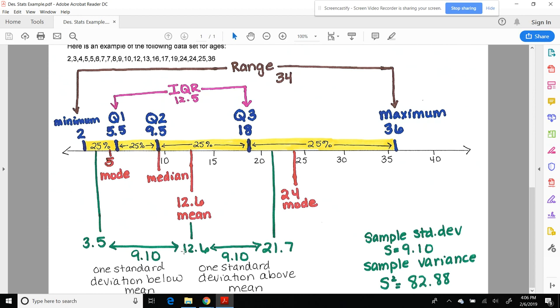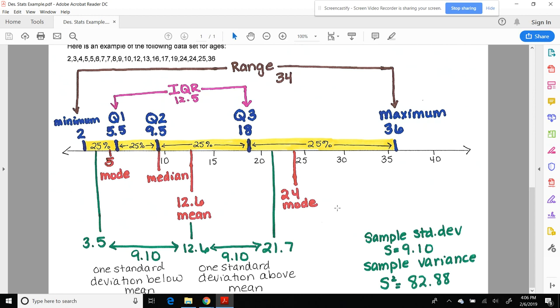As much as I can do one standard deviation below, I can do one standard deviation above. So this time I add the mean, 12.6, plus 9.10, which is the standard deviation, and I should get 21.7. So there we go. That's how I found the distance of the first standard deviation. Remember, when I say one standard deviation, I've got to go below and above. So that's why I did it as one standard deviation below and above. Okay? So that takes care of my measures of variation.